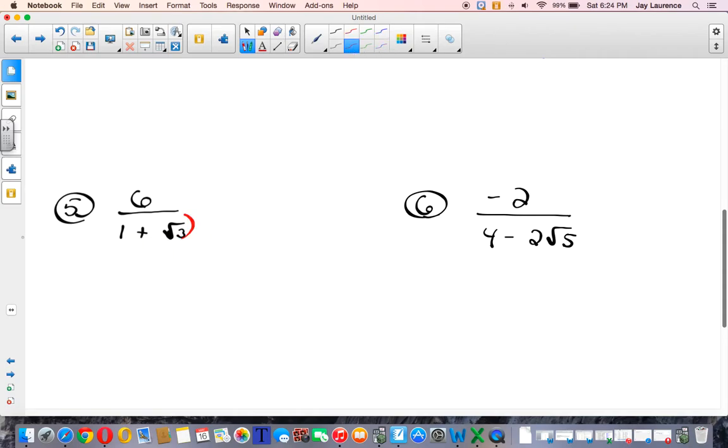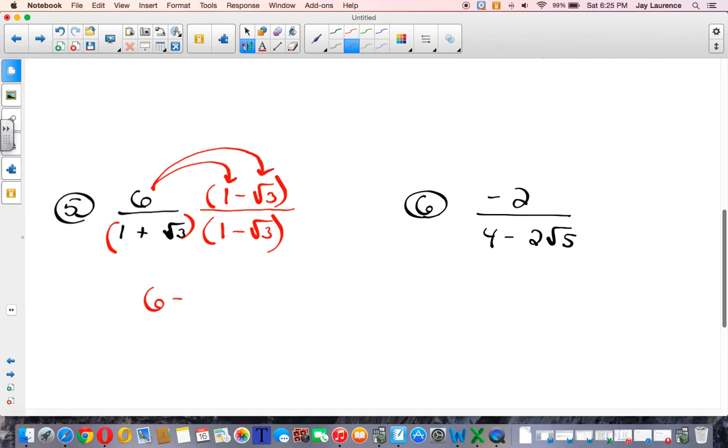I'm going to multiply this not by rad 3, because if I distribute a rad 3 through there, I'm still going to have an irrational number, right? Namely when I multiply the 1 times rad 3. So in this case, I'm actually going to multiply by 1 minus rad 3. And I'm going to use the idea from factoring of the difference of perfect squares. Of course, if I do it to the denominator, I have to do it to the numerator. So my numerator, I'm going to distribute the 6 here and here. I'm going to get 6 minus 6 rad 3.